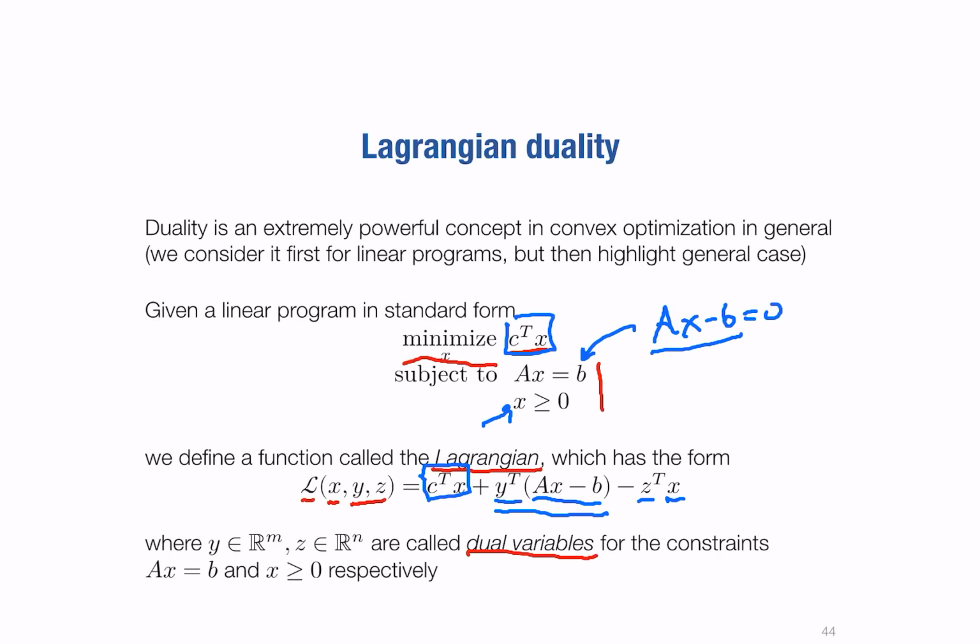Here, variable y is of dimension m, remember A in LPs is considered to be m by n. So this whole term here is an m-dimensional vector. To make the inner product work, you need to have y also be an m-dimensional vector. And z is an n-dimensional vector here, because we're taking the inner product of z and x, which is n-dimensional. So this defines the Lagrangian of our optimization problem.